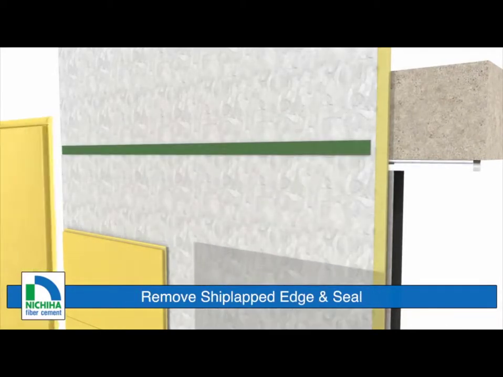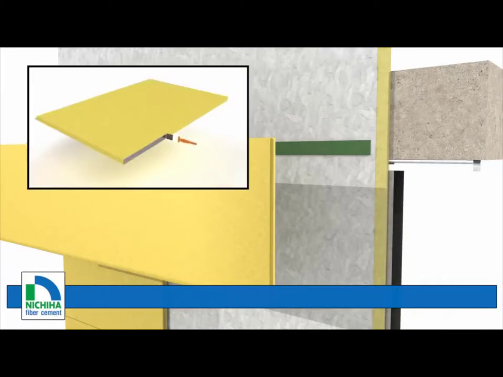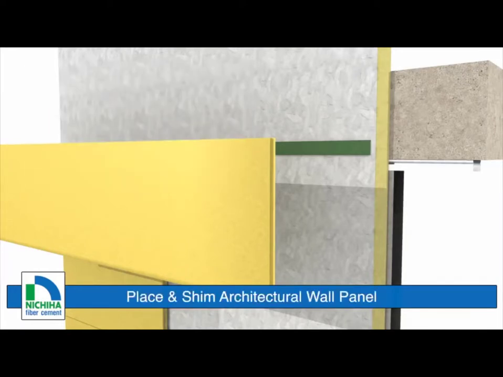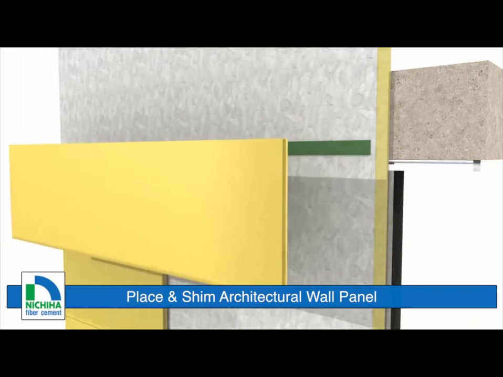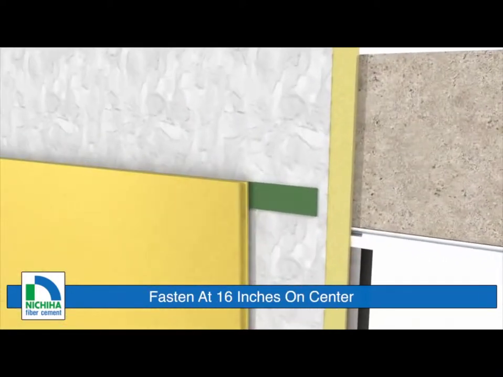Remove the shiplapped edge from the top of the panel directly beneath the planned compression joint, and be sure to seal the exposed edge after cutting. Install the top course of panels and place a Nichiha shim behind the panel at the top. Fasten using one corrosion resistant screw every 16 inches on center.